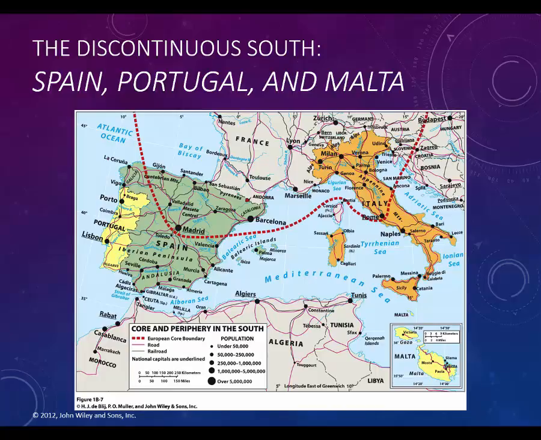Next we have Spain, Portugal, and the archipelago of Malta, and an archipelago is a cluster of islands. Our text tells us that Spain's economic growth has been in a bit of a decline, as is Portugal's. Malta's 3 inhabited islands are a popular tourist destination.